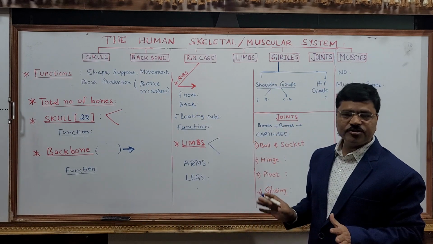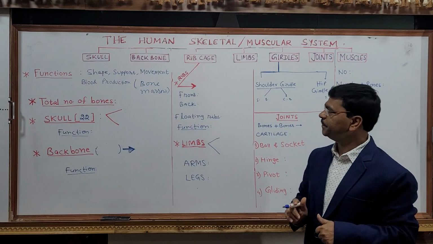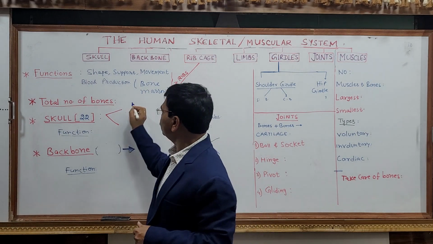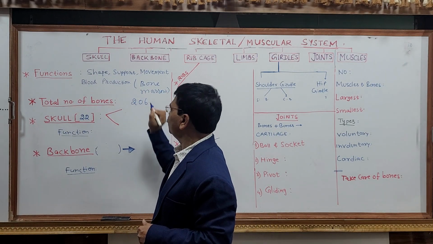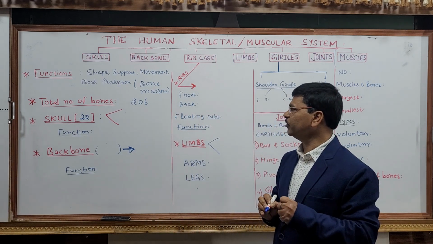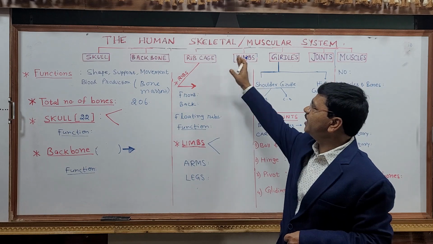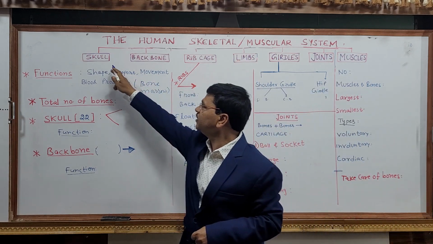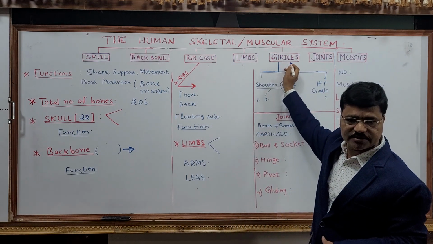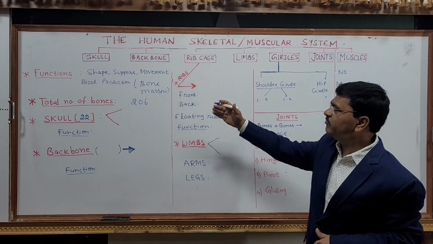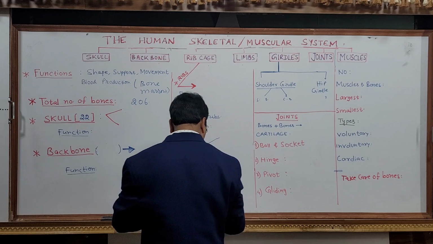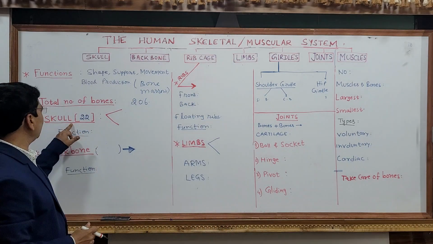Today's class is entirely based on what is given in your textbook. Okay. So altogether in human body, there are 206 bones. Okay. So how many bones are there? There are 206 bones in the human body. The skeletal system consists of the skull, backbone, rib cage, limbs, and the girdles. So one by one we will discuss how many total bones are there in each and every part and what are their functions. So we'll start with the skull.